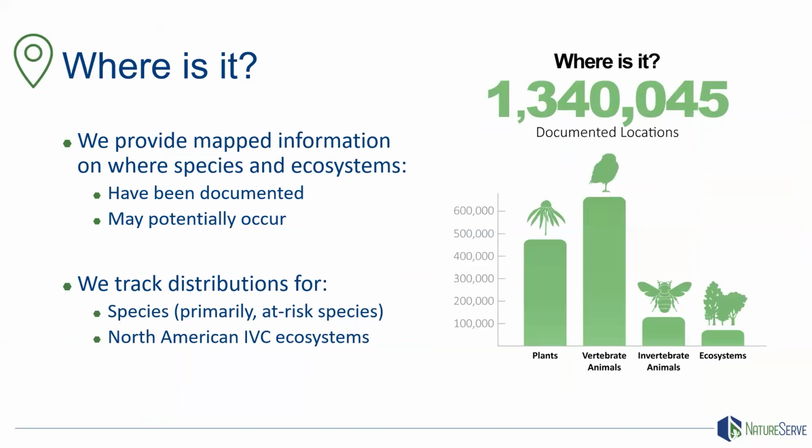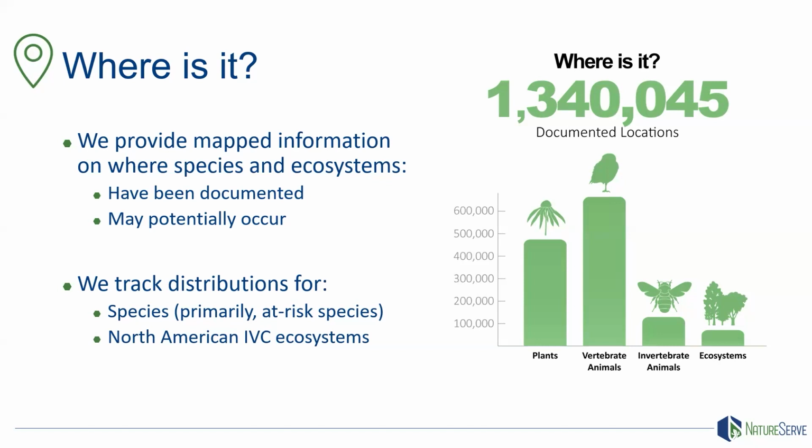So this brings us to the second question, where is it? For the species and ecosystems we track, we maintain robust spatial data products. Our biodiversity location data provides essential information on the location of species and ecosystems. The graph shown here gives you an idea of the breadth of spatial data NatureServe and its network programs manage, including over 1 million documented occurrences of at-risk species and ecosystems.